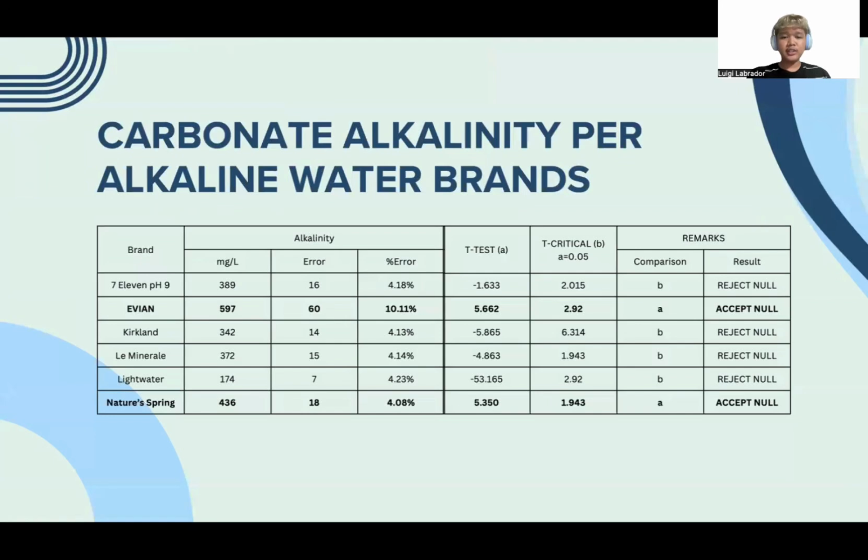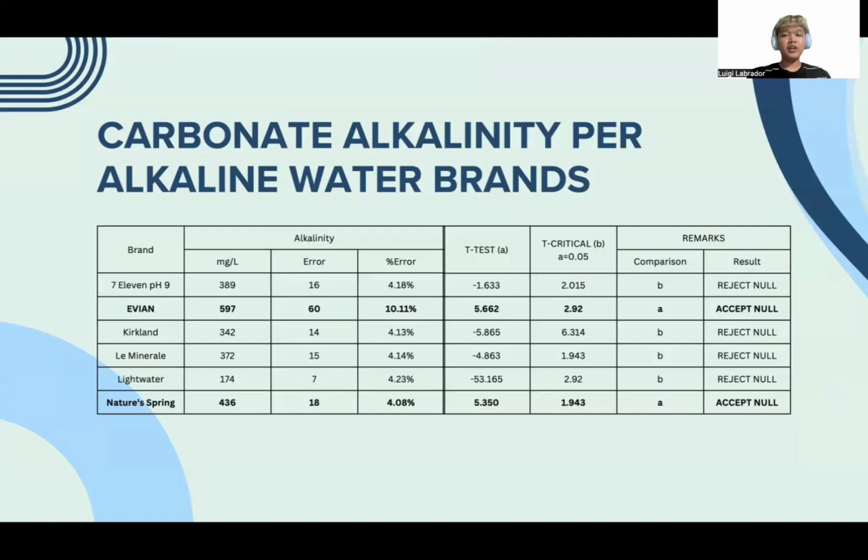However, it is interesting to note that the Evian water brand had the highest error, which is 10.11% in relation to the other brands' percentage error, which ranges mostly from 4.08 to 4.23, which is really close to each other. Now, the high carbonate alkalinity can be attributed to errors made during the titration process, or it can also be from the manufacturing process of the Evian water brand.